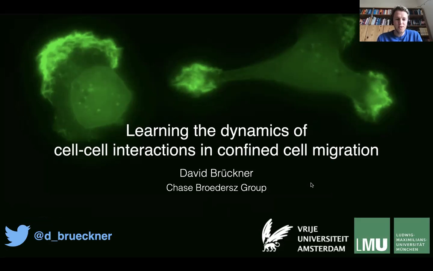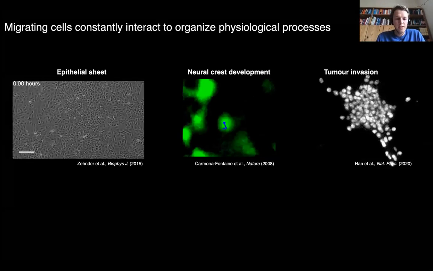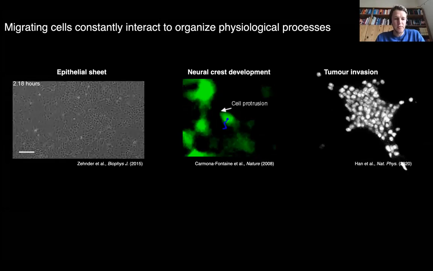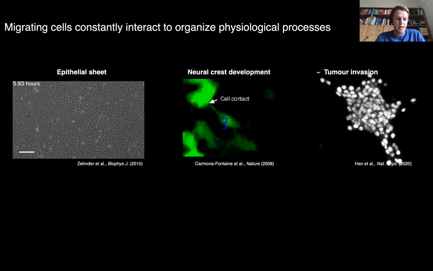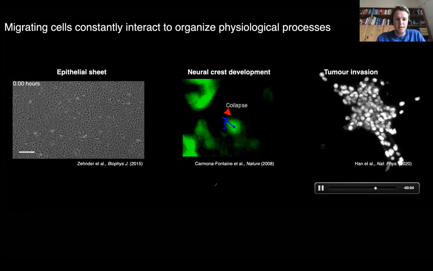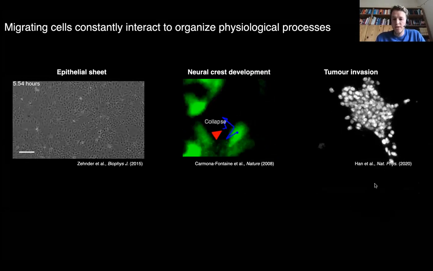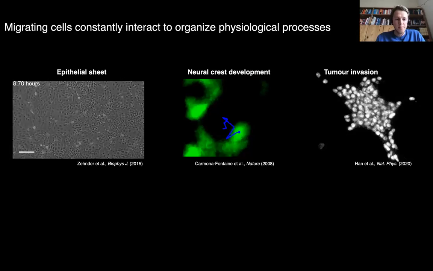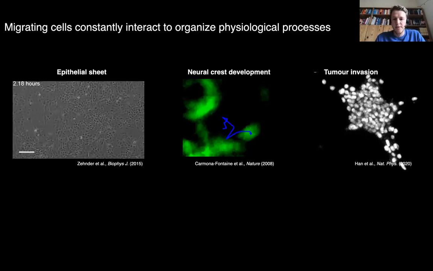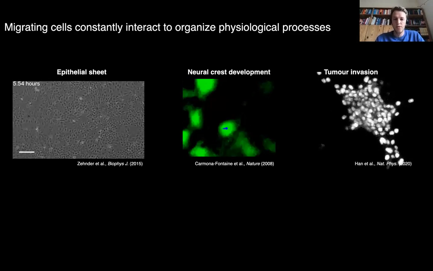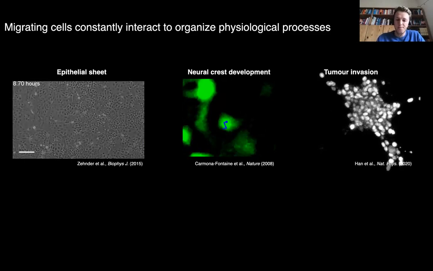I would like to introduce some recent work that we've been doing on learning the dynamics of cell-cell interactions in confined cell migration. In many of the physiological processes in which cell migration is important, ranging from the dynamics of epithelial sheets to developmental processes, but also tumor invasion during cancer metastasis, cells constantly interact with one another, and they do so in such a way to organize these physiological processes.